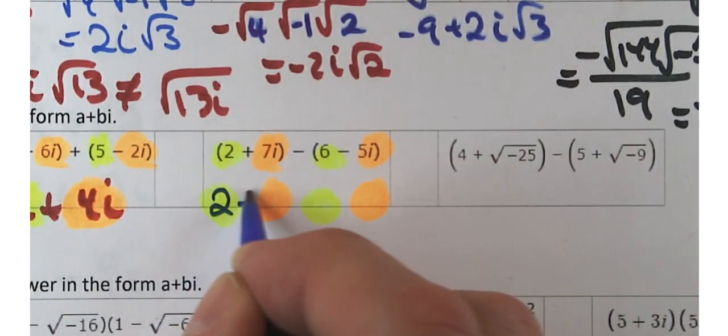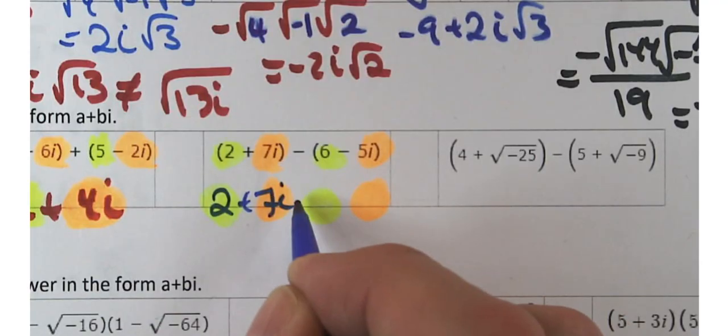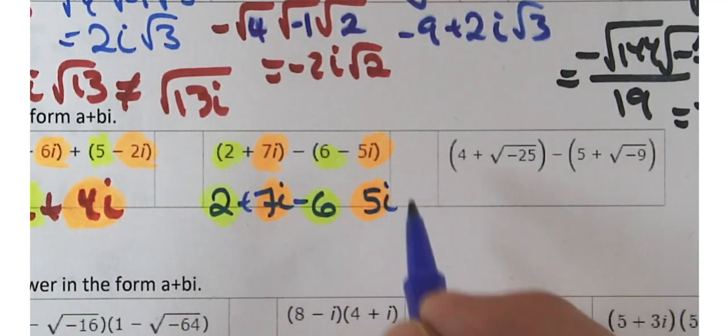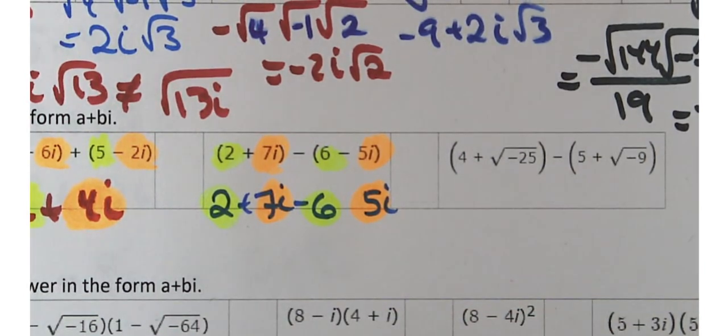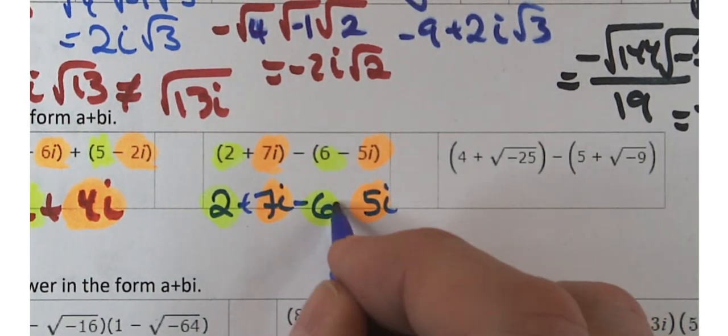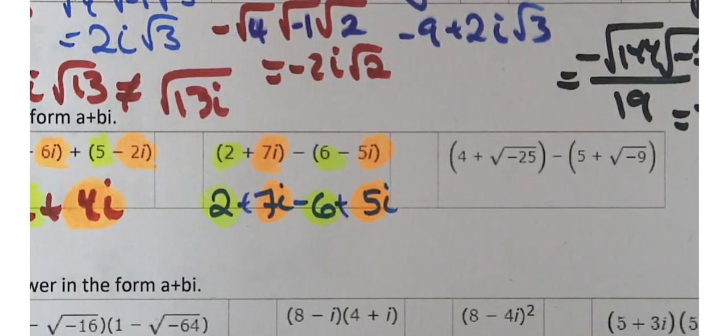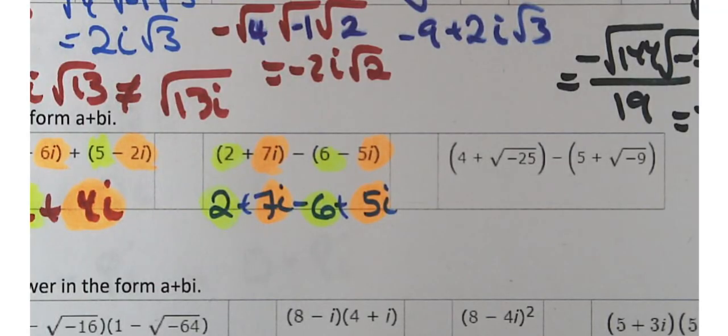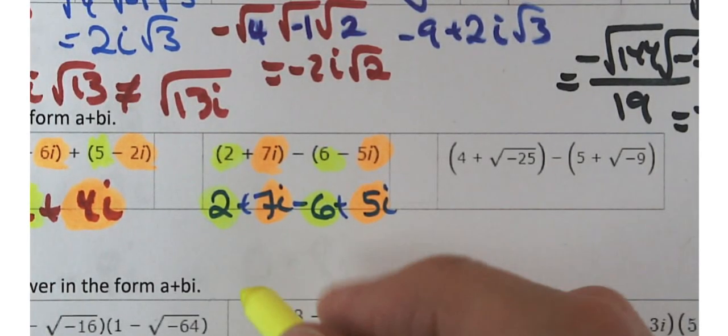So it's going to be 2 plus 7i minus 6. And then what about the last term? What should that last term be? Plus 5i. Nice. And now that you've gotten rid of the parentheses around these terms, we didn't need it around the first one, now we can combine like terms.